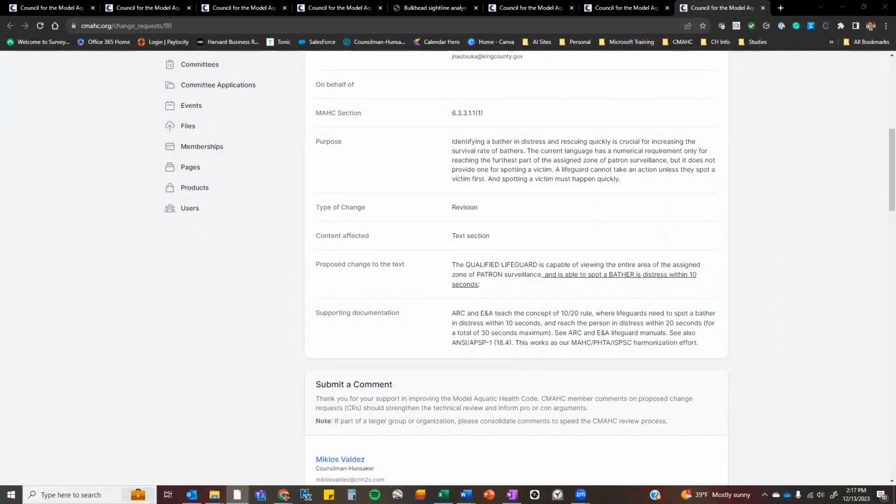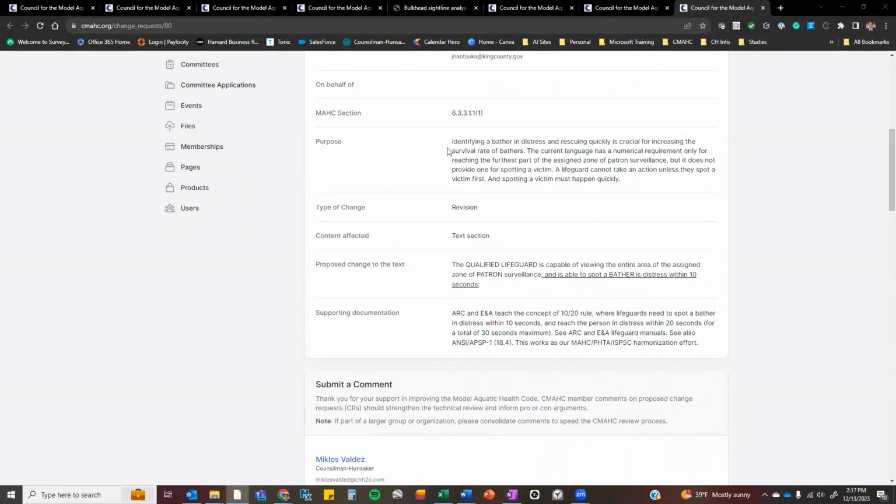There was a little bit of a conflict between the supporting information that was provided and the TSC's evaluation. The supporting documentation says that ARC and ENA both promote the concept of the 10-20 rule, where lifeguards need to spot distress within 10 seconds and reach the person within 20 seconds, for a total of 30 maximum. They reference those manuals as part of the supporting document in the CR. They also reference ANSI APSP 1, section 18.4, and look to put some harmonization between that, PHTA and IPSPC.